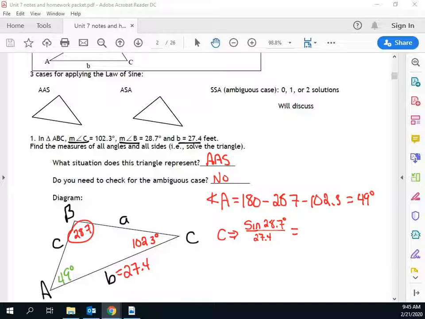And you set that equal to, well, let's go ahead and look for C first. So the sine of 102.3 over, we don't know what C is. So we put C there. And now we're left with fraction equal to fraction, or ratio equal to ratio. And you solve this by cross multiplying. So, you set that up here.